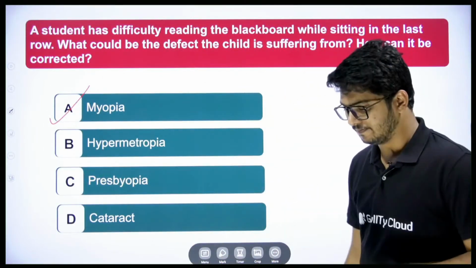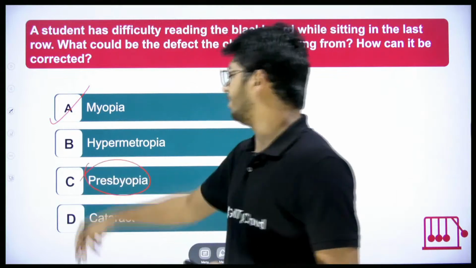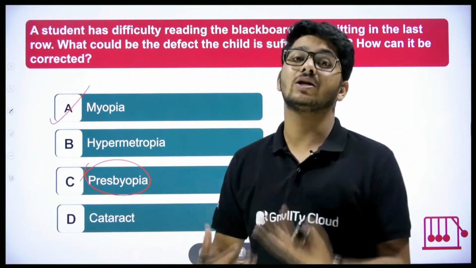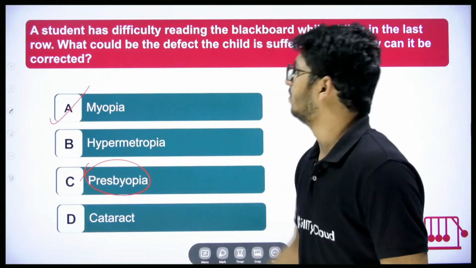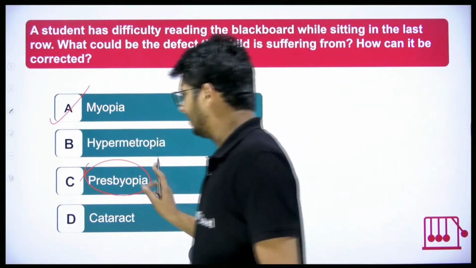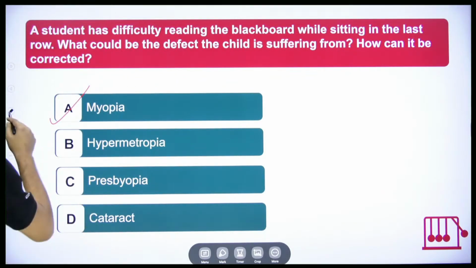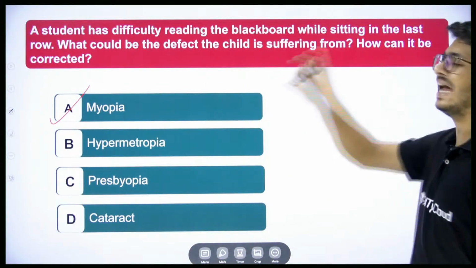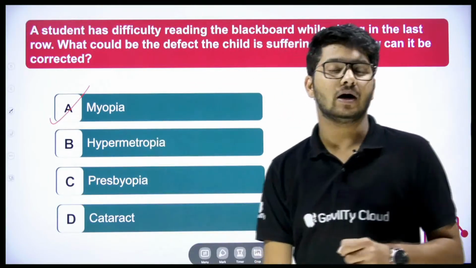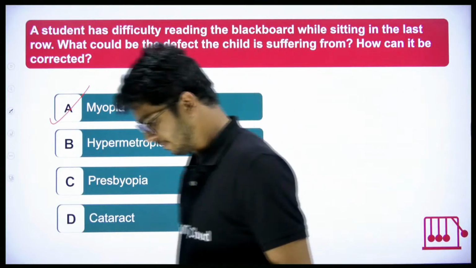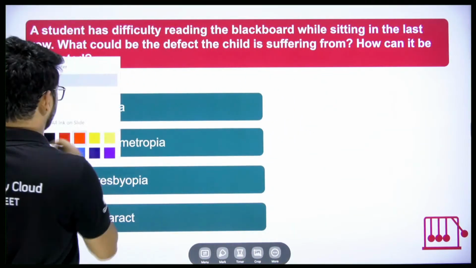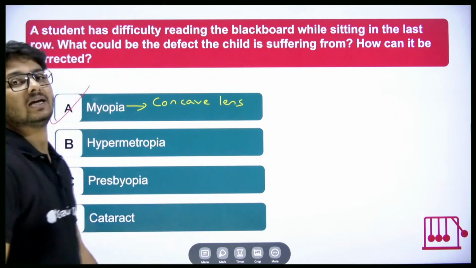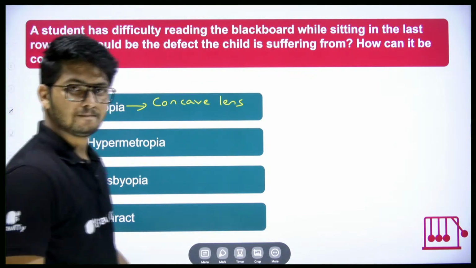It will be myopia. And you might be asking, sir, why not presbyopia? In presbyopia also you cannot look at far objects. Agree, but presbyopia mostly occurs in elderly people. But here we have a student. Students are young. So it cannot be presbyopia. It should be myopia. And the next part of the question is, how can it be corrected? How do you correct myopia? Which lens do we use? We use a concave lens. So using a concave lens, it can be rectified.